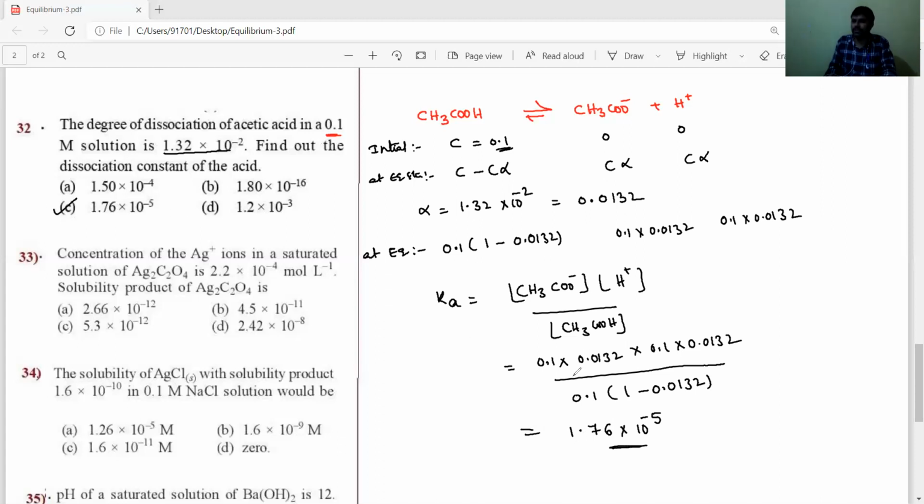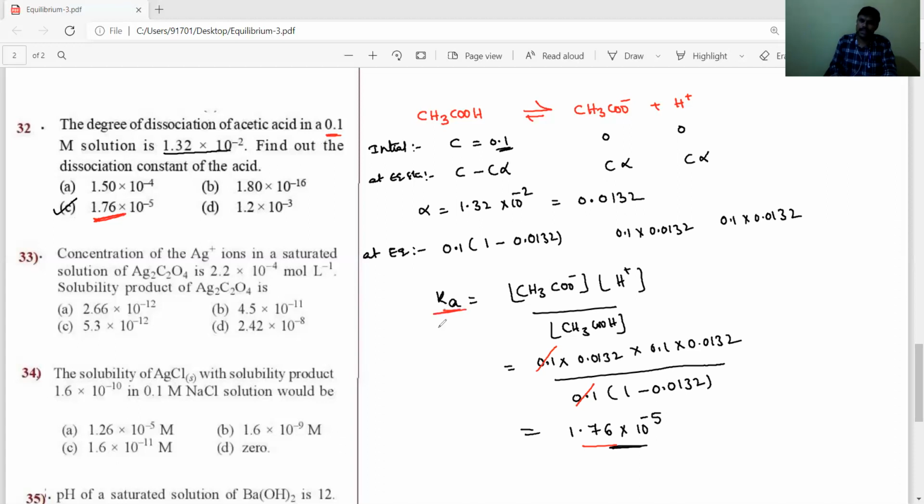So simplification we have to do. The 0.1 will cancel. Next, 1 minus 0.0132 gives approximately 0.9 something. You have to multiply and divide properly, then we'll get approximately 1.76 into 10 to the power of minus 5. So the option is C.